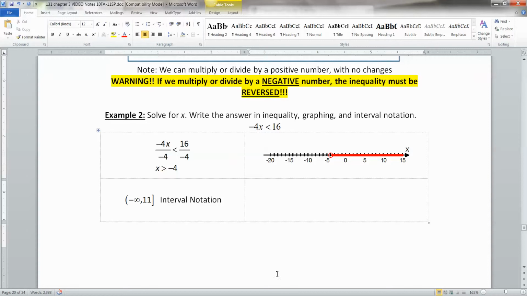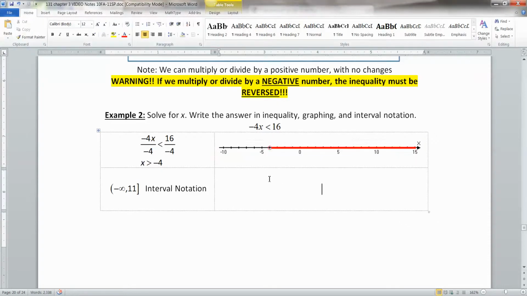I kind of like the other picture better. Hold on. There we go. So there's the negative 4, it gets an open circle. See that open dot there? Shade to the right. Now what would our interval notation be?